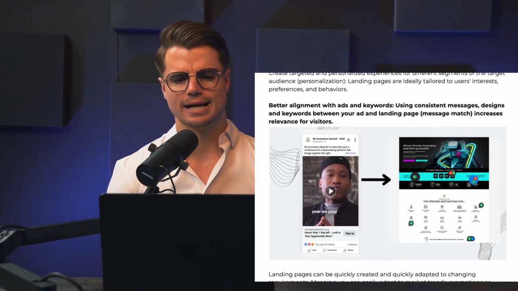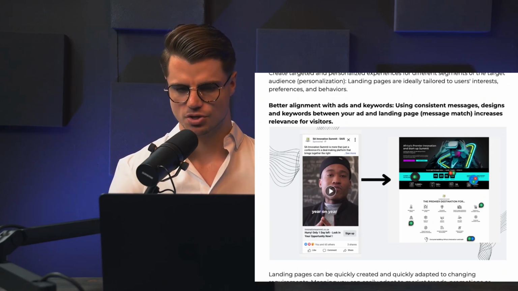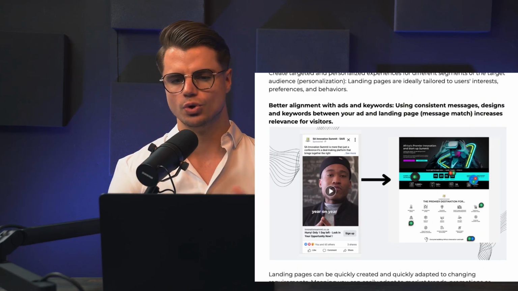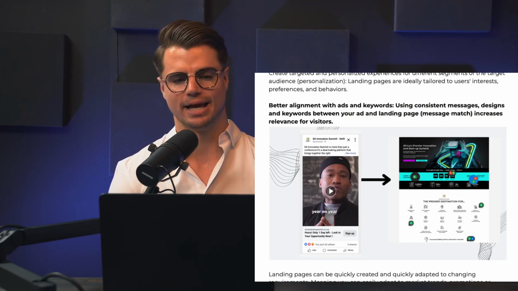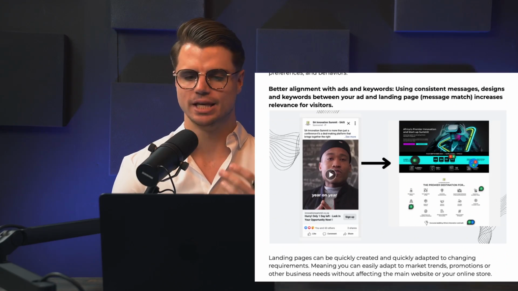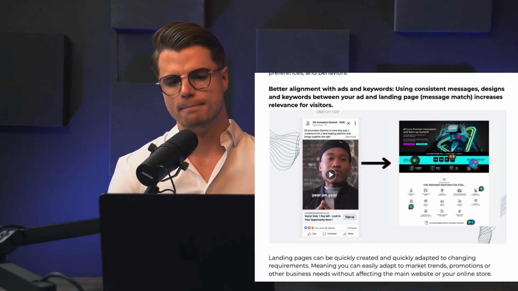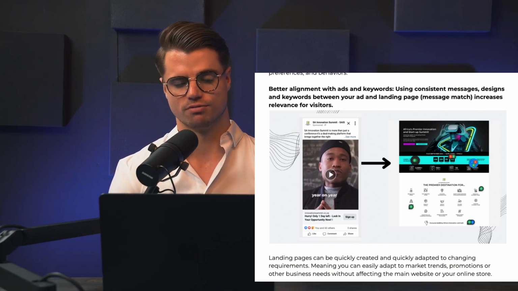So let's quickly look at this. Create a targeted and personalized experience for different segments of the target audience. Personalization landing pages are ideally tailored to users' interests, preferences, and behaviors. So better alignment with ads and keywords, using consistent messaging, designs, and keywords between your ad and landing page. Holistic approach. Messaging that matches increases relevance for visitors.